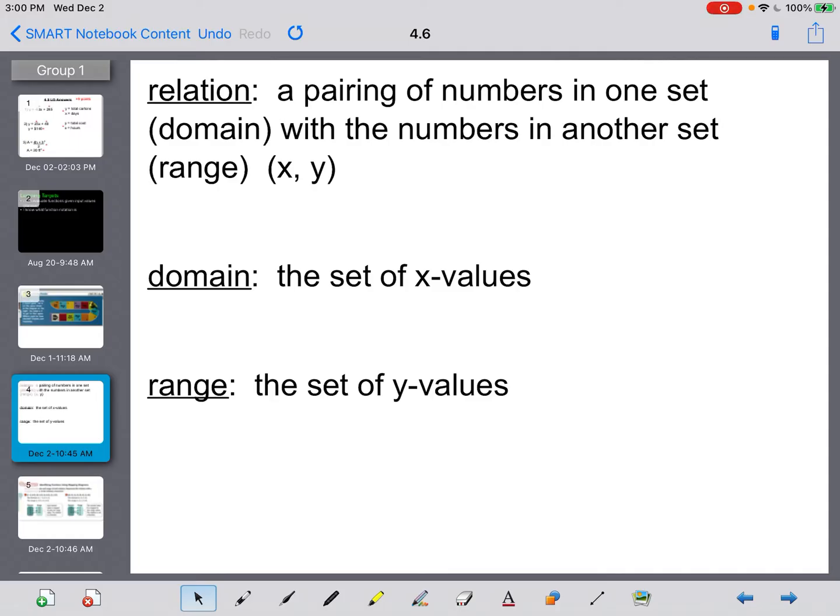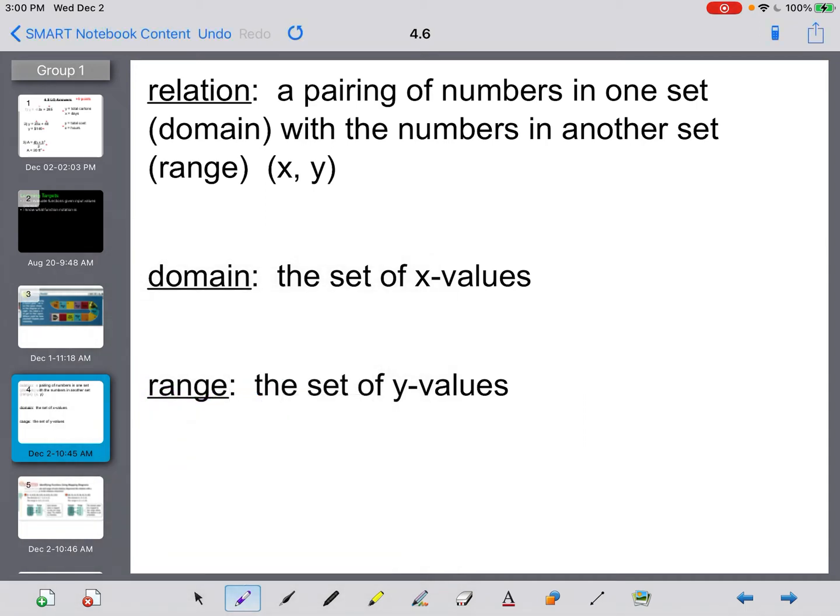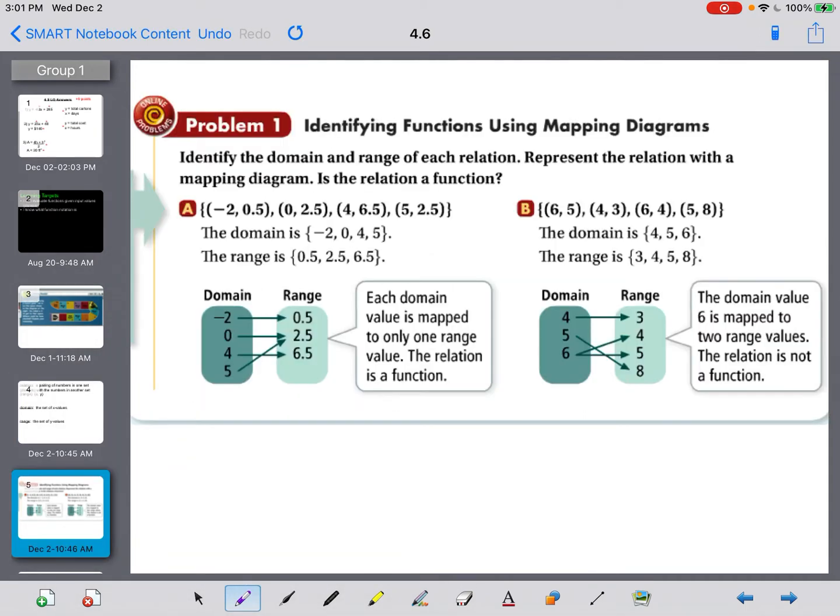All right, so vocab first. A relation is a pairing of numbers in one set with the numbers in another set. We call those the domain and range, and they're actually your x and y values. The domain is your x values, and the range is your y values. We're going to identify the domain and range of each relation, then represent that relation with a mapping diagram and use that to tell if it's a function.